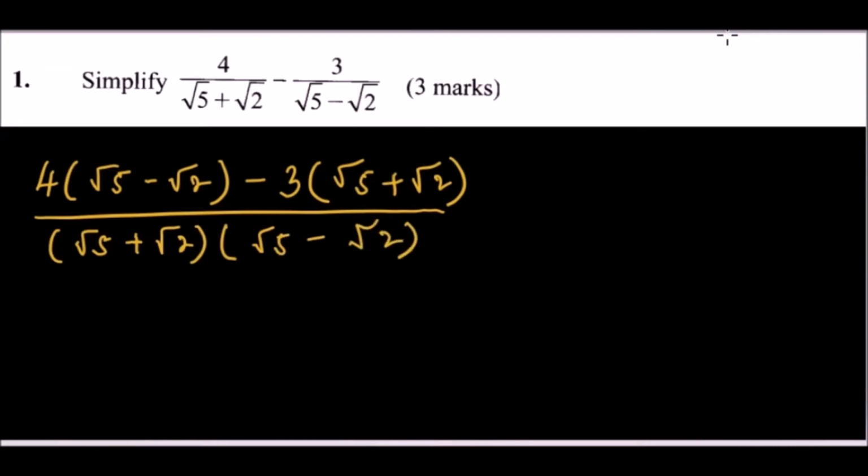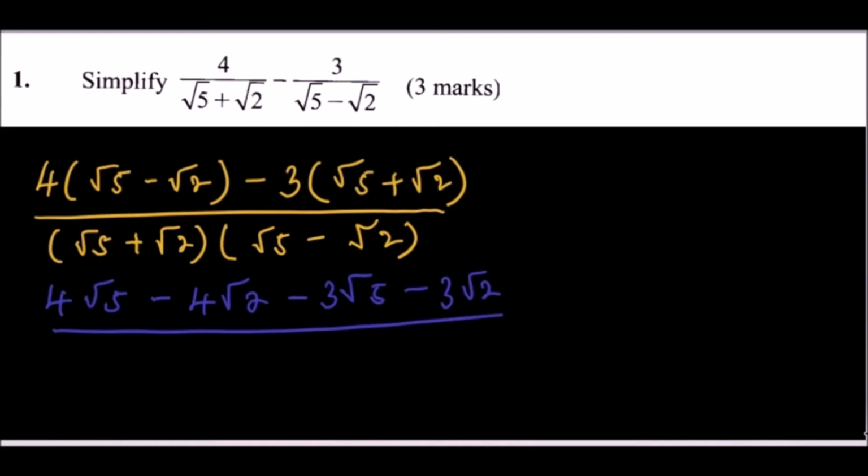So you open the bracket in the numerator, and you'll be able to see that this is 4 root 5 minus 4 root 2 minus 3 root 5, and this will be minus, because of this minus, 3 root 2. All this is divided by the denominator. You realize that the denominator is a difference of 2 squares, so we can write it like this: root 5 squared minus root 2 squared. Alternatively, you can multiply, you still end up with something like that.